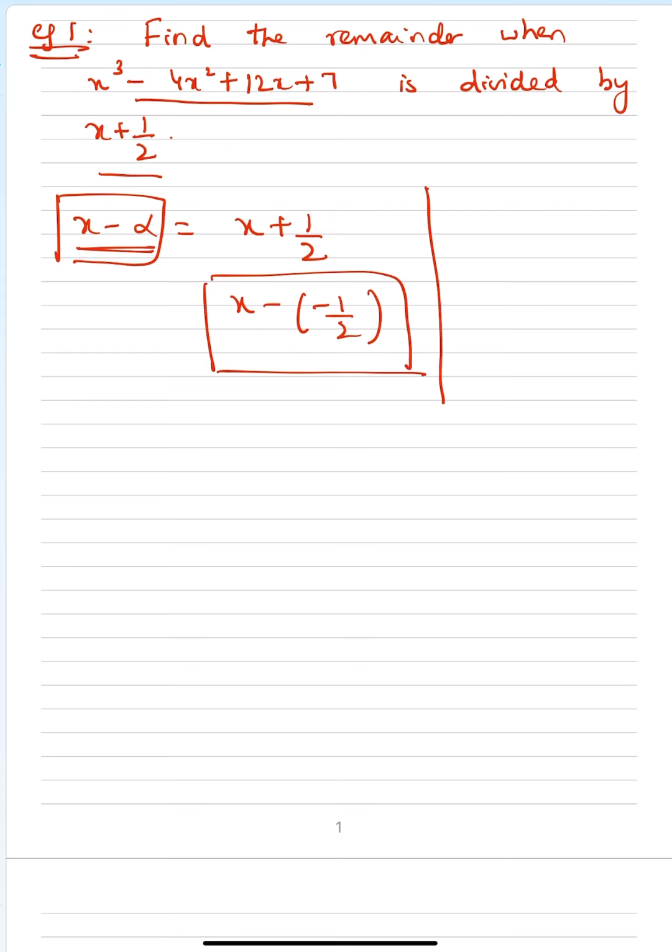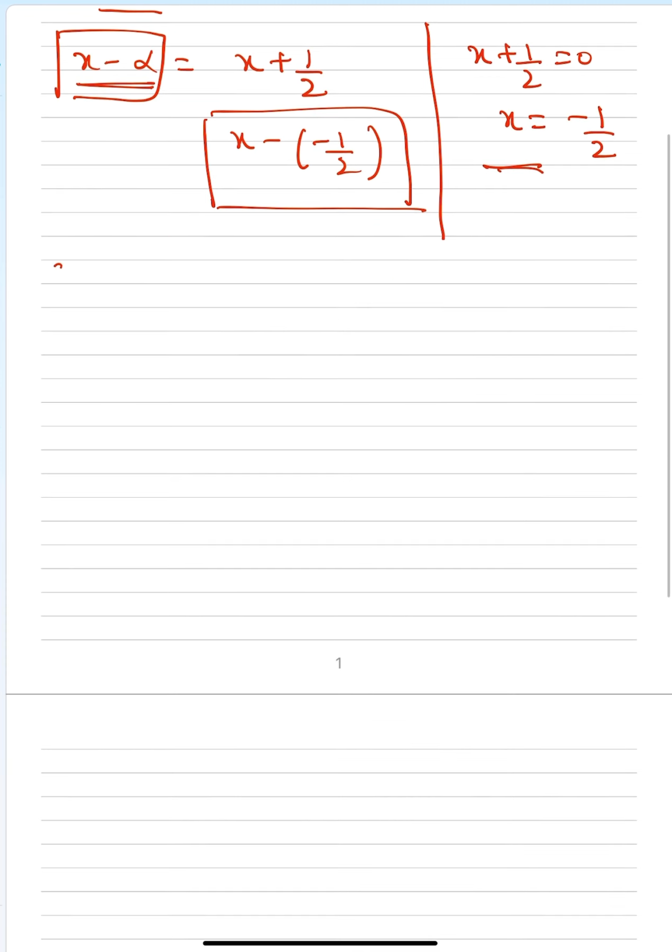Or the simplest way, you can say x plus 1 upon 2 is equal to 0 and x is equal to minus 1 upon 2. Okay, because we have to bring the divisor in the form of x minus alpha. We are writing it like this, but this is the simplest way you can follow. Now let us start with the solution.